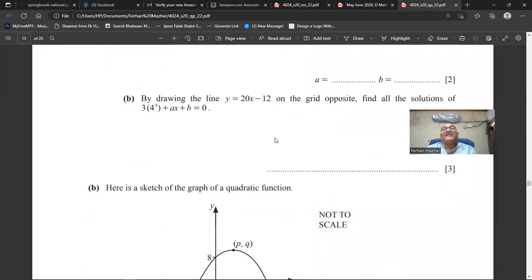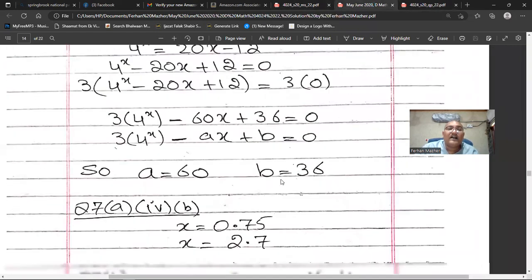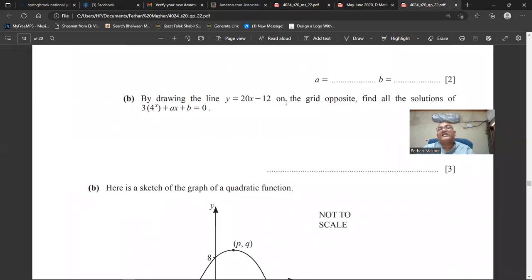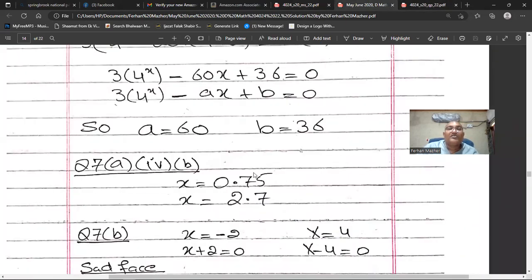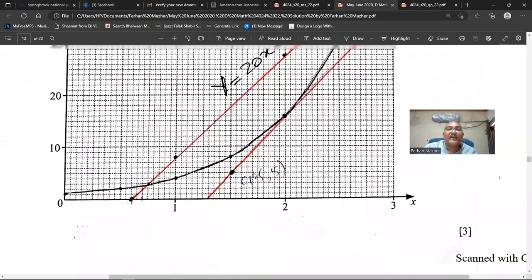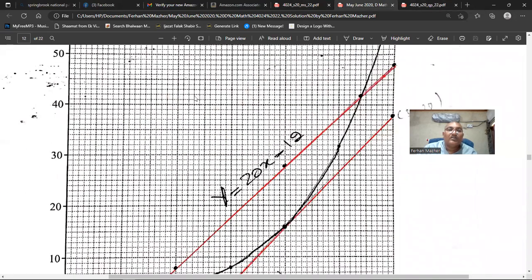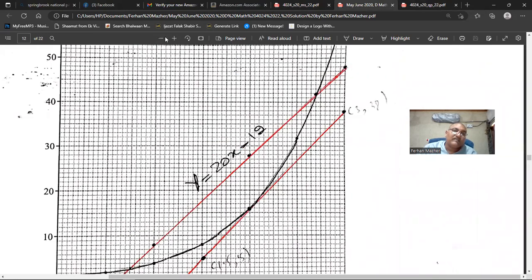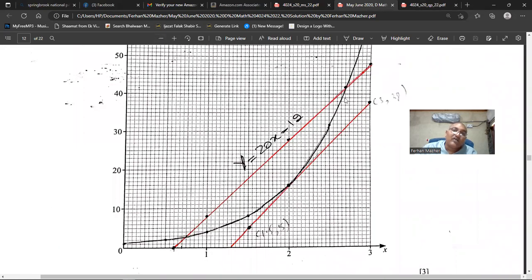By drawing the line y equals 20x minus 12 on the grid opposite, find all the solutions of this equation. Okay, so that curve is already drawn there. So I will draw that line, y equals 20x minus 12. Let me show you. I have drawn that. You can see here, let me reduce the size further. Yeah, so we have drawn that line here.